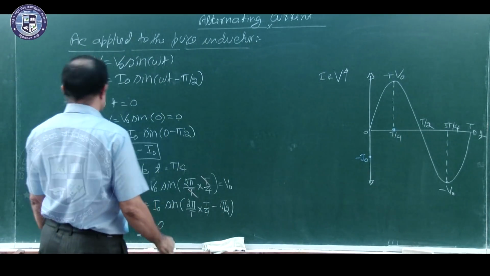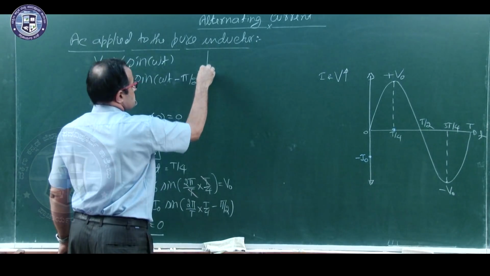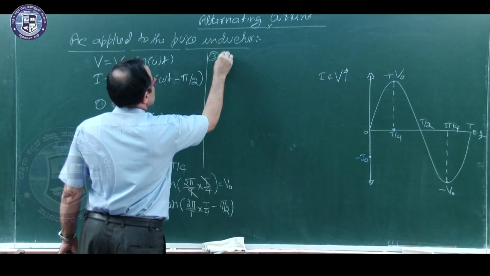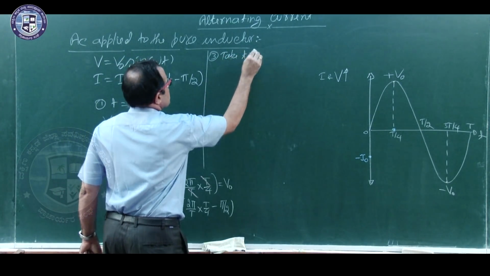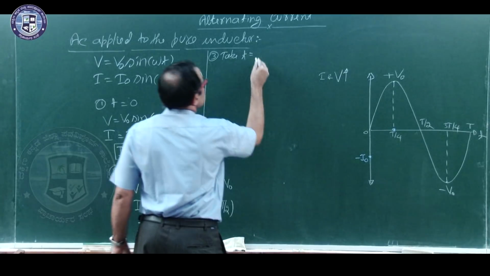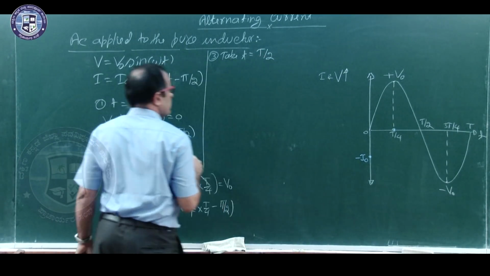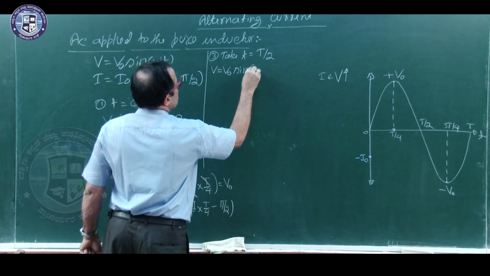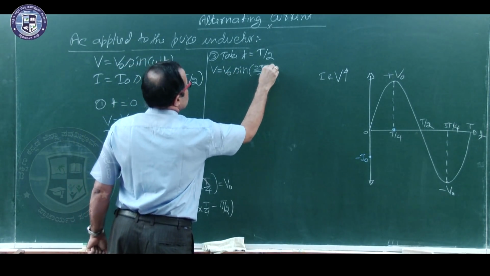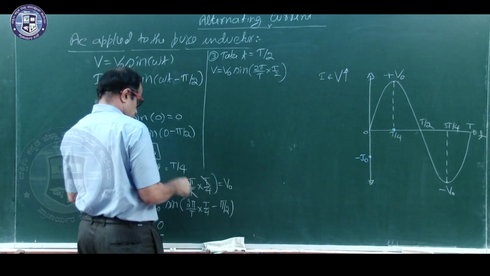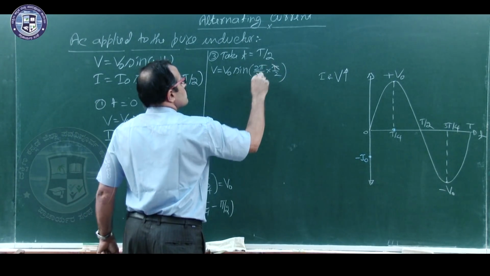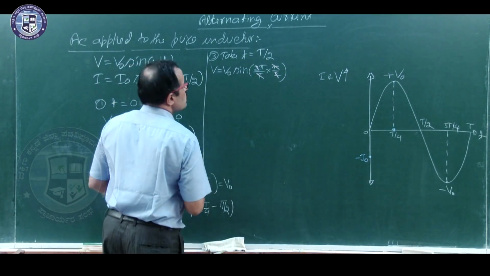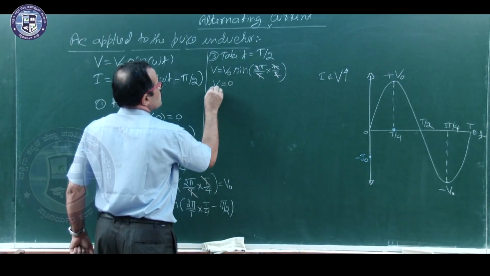Now, we take third point. Take t is equal to T by 2, half of the time period. V is equal to V naught sin 2 pi by T into T by 2. This T we can cancel, 2 also we can cancel. So, sin pi, sin 180, sin 180 is 0, therefore, V equal to 0.